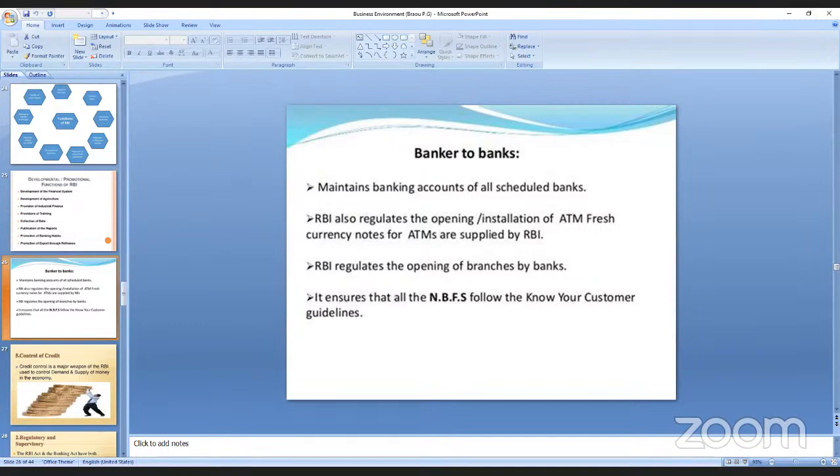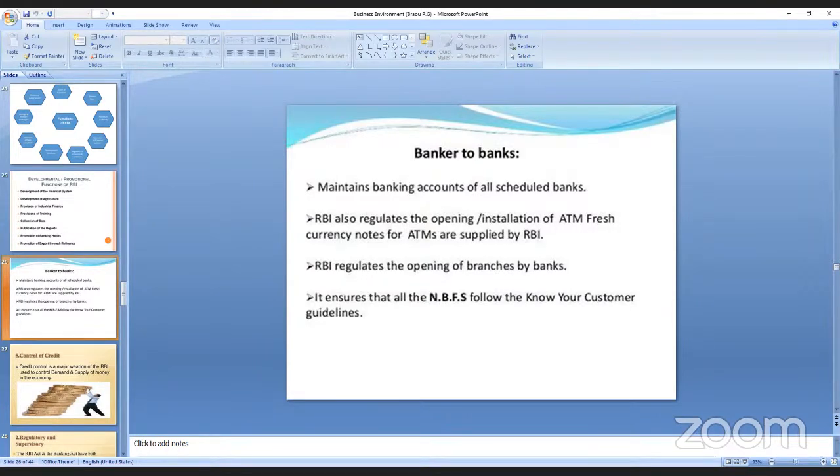Is it clear? Okay, ma'am. So even as a banker to banks, the RBI ensures that all the NBFCs follow the KYC guidelines. KYC means Know Your Customer. So by seeing that IFSC code, you'll know from which branch a particular customer belongs.